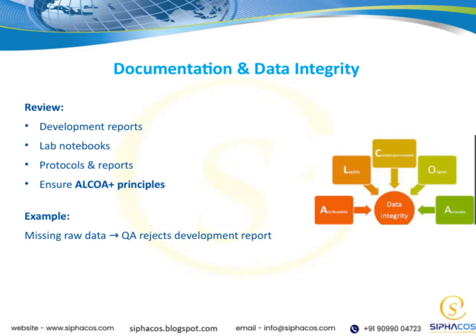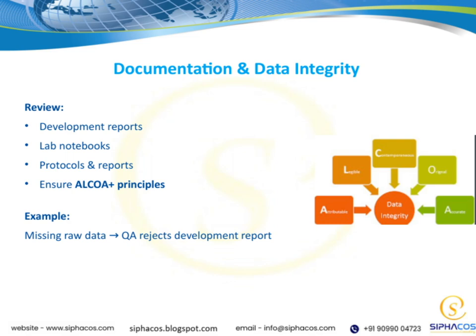Let's talk about documentation and data integrity. First, it's essential to review development reports, lab notebooks, and protocols and reports thoroughly. These documents are the backbone of our data and must be accurate and complete. Ensuring data integrity means making sure that the information we record is trustworthy and unaltered. One key principle here is ALCOA+, which stands for attributable, legible, contemporaneous, original, accurate, and plus additional elements like complete, consistent, and enduring. Following these principles helps us maintain high-quality data.